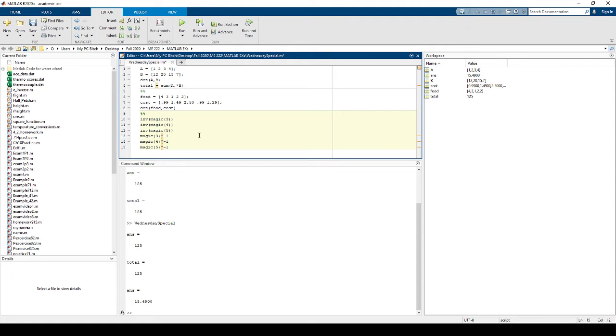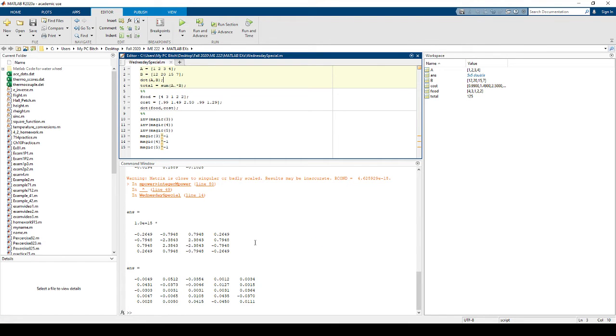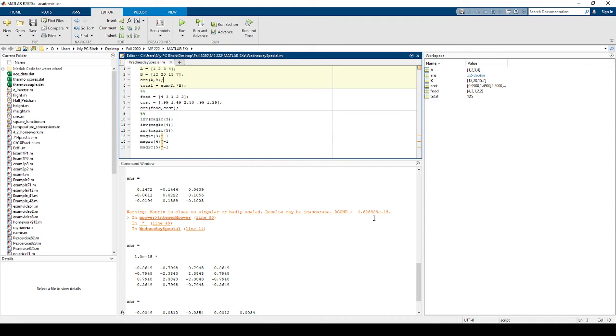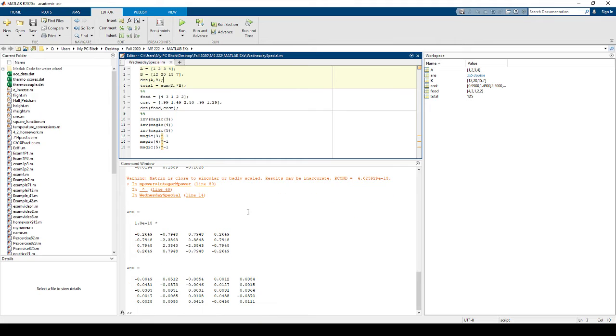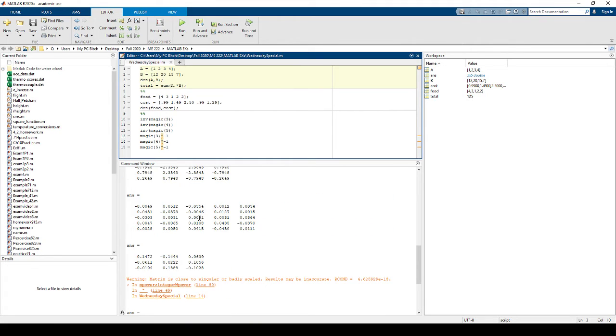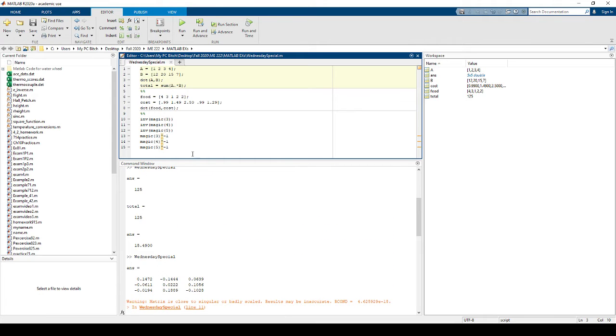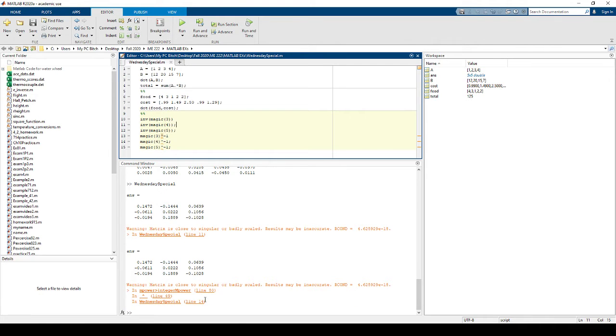And let's see what the answers look like. So I'm going to go ahead and semicolon all these out because I don't want to keep seeing them. Ooh. Close to singular or too badly scaled. So, where is the first magic matrix? So, the inverse... I probably should have done these one at a time to know which one's going to mess up. Let's try that again. So, matrix is close to singular or badly scaled.